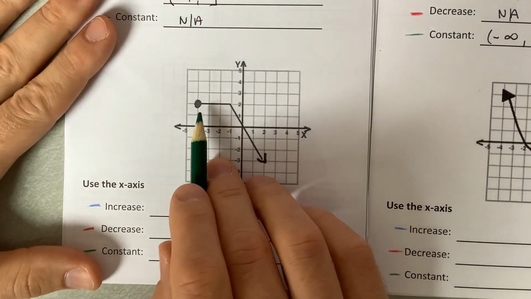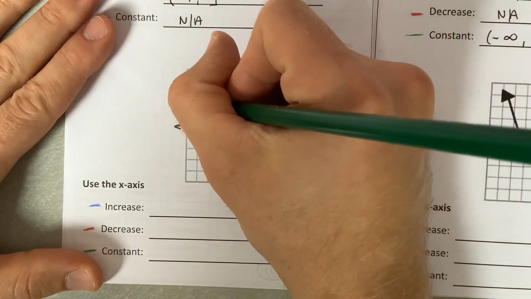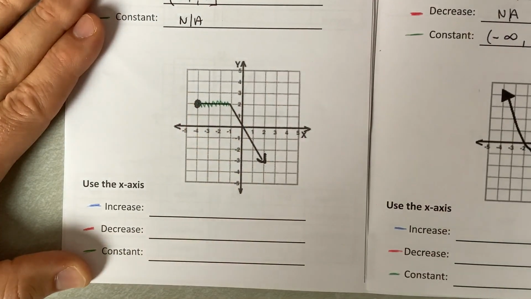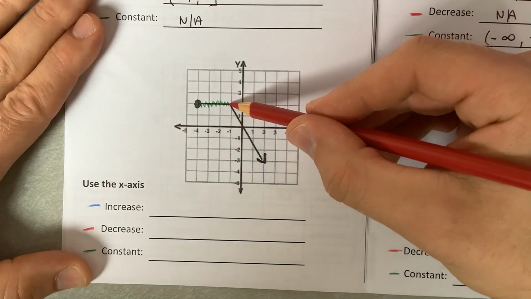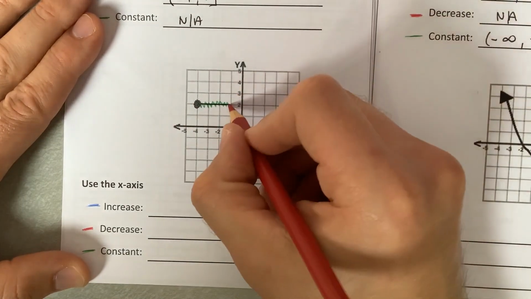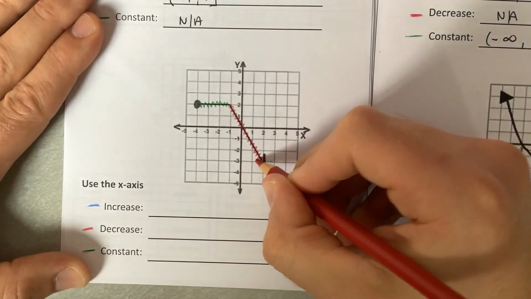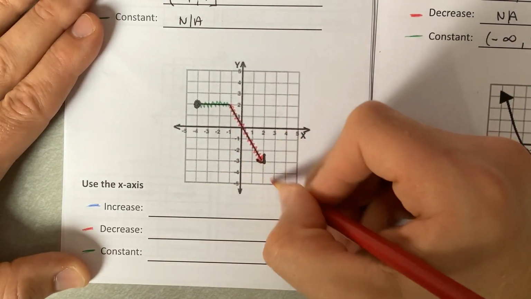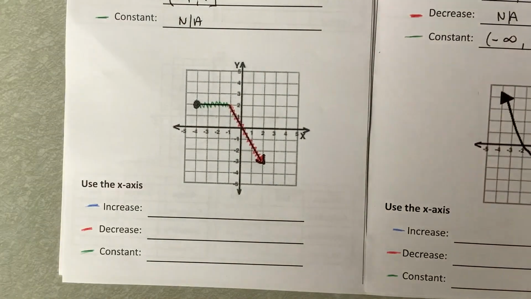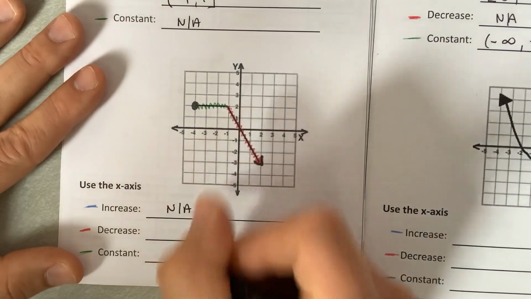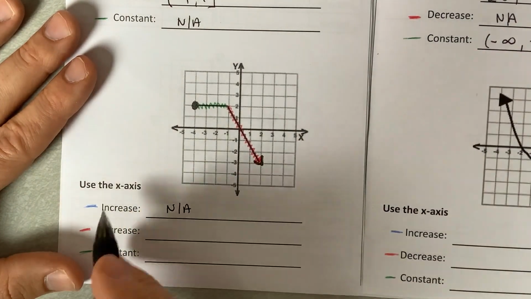So looking at this graph, this first portion of the graph is flat. This is constant. Then at this point, it's clearly going down from left to right. So this is going to be decreasing. And don't forget that there's an arrow here, so it decreases forever, right? It's going down forever. So here we go. Let's represent that with our answers now. Increasing, there isn't any. No spots on this graph where it's going up from left to right.